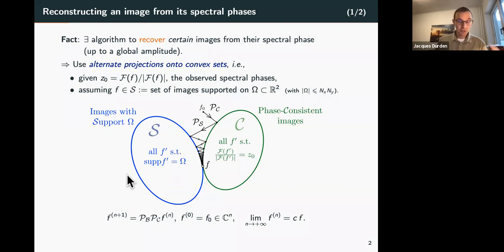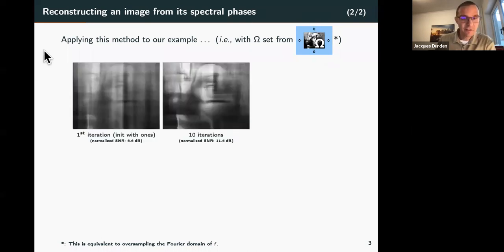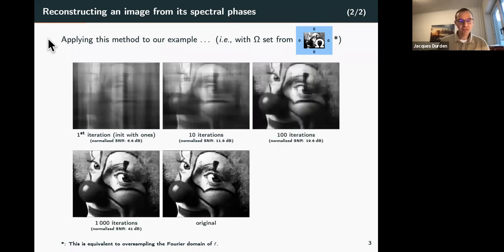And then if you do this experiment yourself, and actually I will give you a link at the end of the presentation where you can download some demo if you want to convince yourself that this is actually working. If your set omega is simply the domain of the image, and you extend the image with 0 padding in order to have a larger domain so that omega makes sense, and you run this POX algorithm, after a few iterations, very rapidly, you see that you recover something almost the same as the original image here.